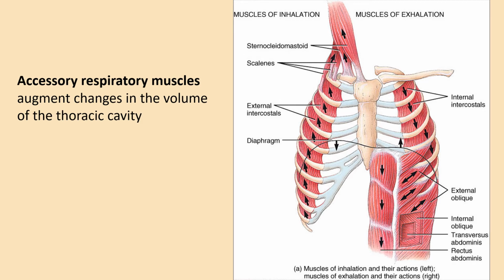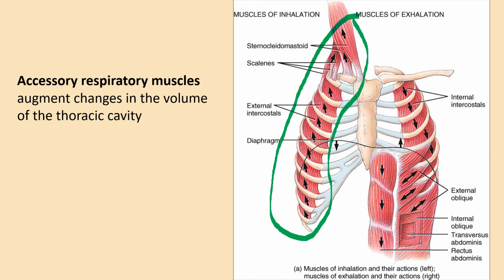And so on the left side of this diagram, with all of these up arrows here, these muscles are all involved with aiding inspiration or inhalation. When these muscles contract, muscles like the sternocleidomastoid, the scalenes, and the external intercostals, they draw the rib cage upward and outward. And this further increases the volume of the thoracic cavity, which creates an even steeper pressure gradient, which allows more air to flow into the respiratory system.